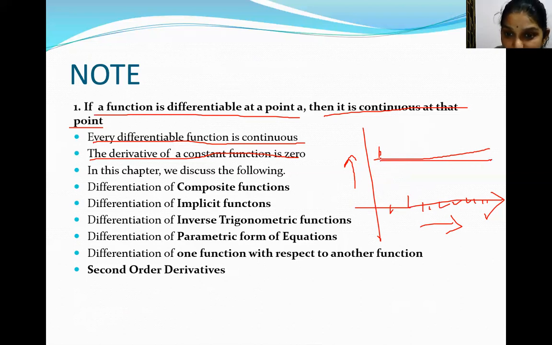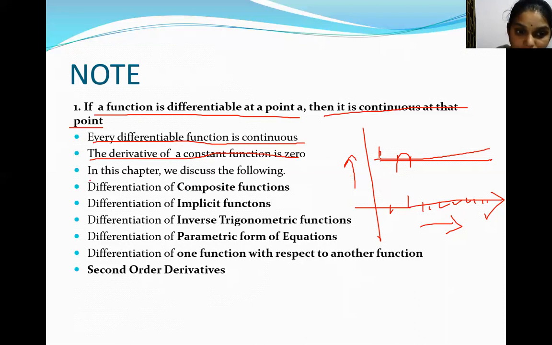Whenever the function is constant, you will say the derivative of a constant is always equal to 0, because if you take f of c plus h minus f of c, it becomes 0 only. There is no increment there, so it is 0. Thus, the derivative of a constant function is 0.